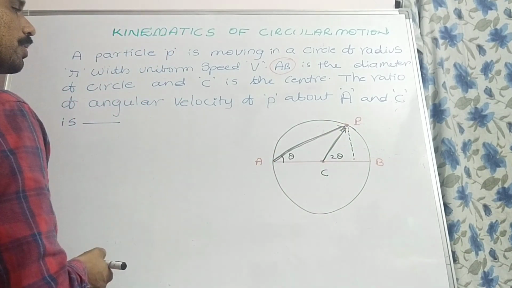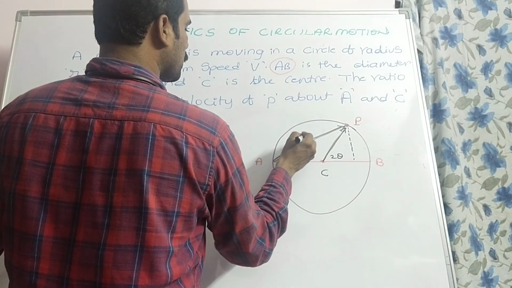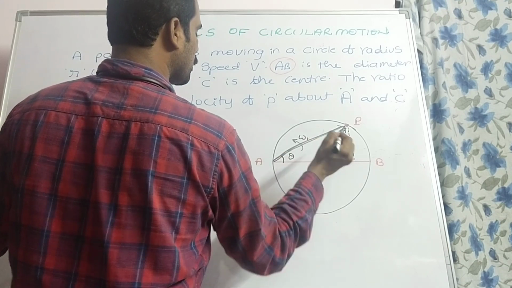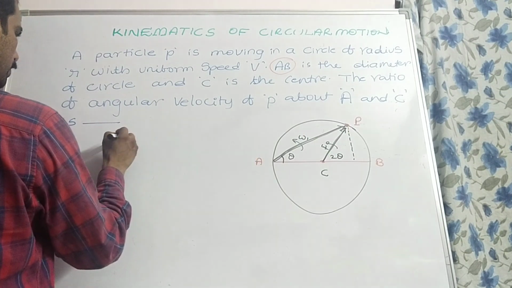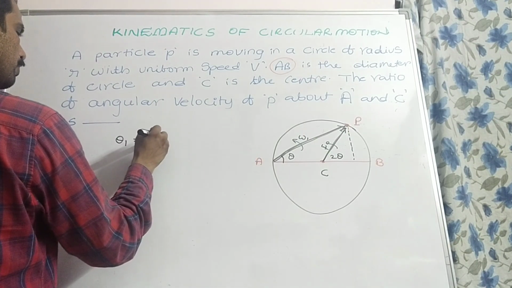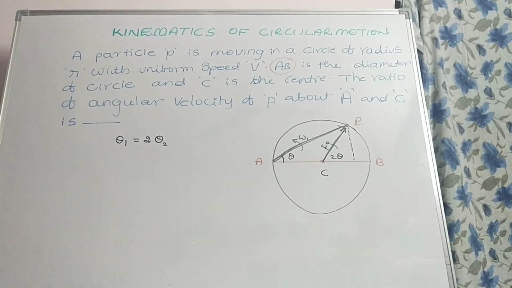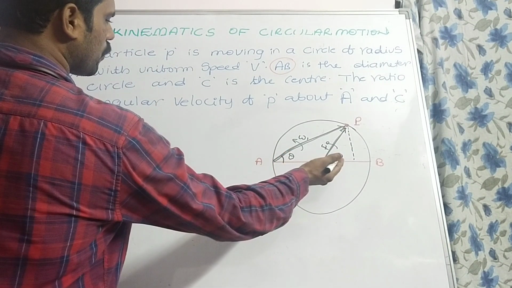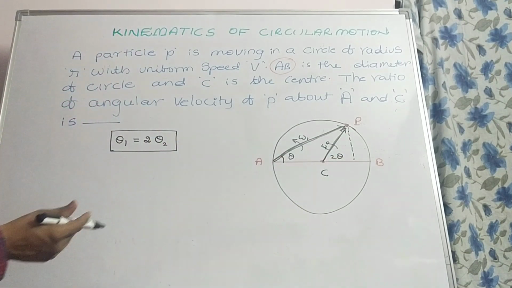According to mathematics, of course, we know that. And now, let us consider this is angular velocity omega, and this is angular velocity omega 2. So here theta 1 is 2 theta 2. Theta 1 is equal to 2 theta 2, of course. Why? Because if it is theta 2, that will be theta 1. The relation will be theta 1 is equal to 2 theta 2.